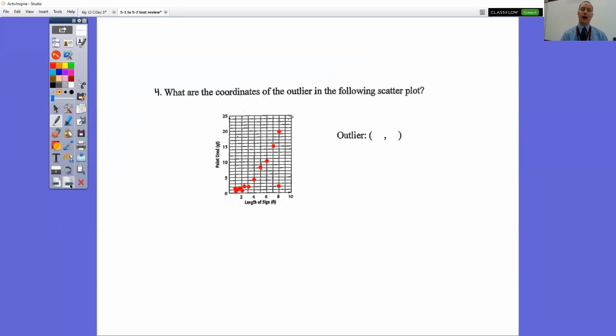In the next one, what are the coordinates of the outlier? Now, remember that the outlier is a point that is far away from all of the other ones. When you go to write the coordinates of the outlier, what you have to remember is your first number is how many you go over, and your second number is how many you go up or down. So go ahead, take a look at this scatter plot and tell me what the coordinates of the outlier are.